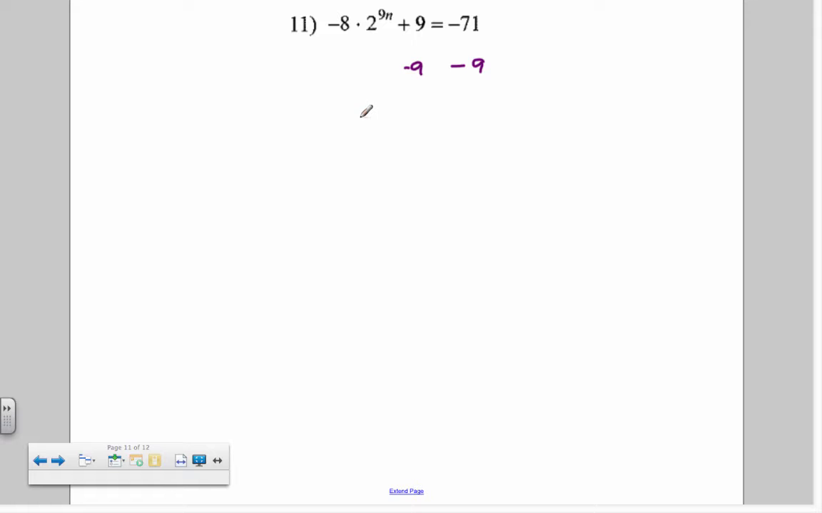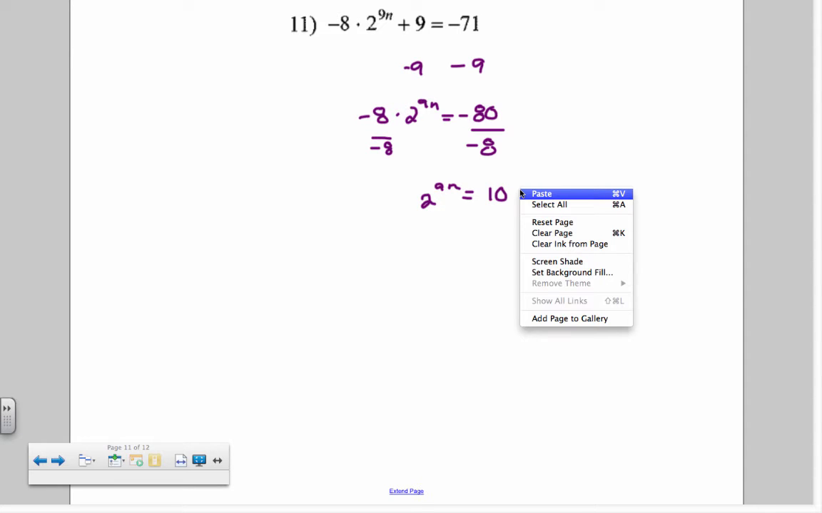So I'm going to have negative 8 times 2 to the 9n power equals negative 80. And then, because this is multiplying, I'm going to have to divide by negative 8 on each side. And that gives me 2 to the 9n power equals 10.